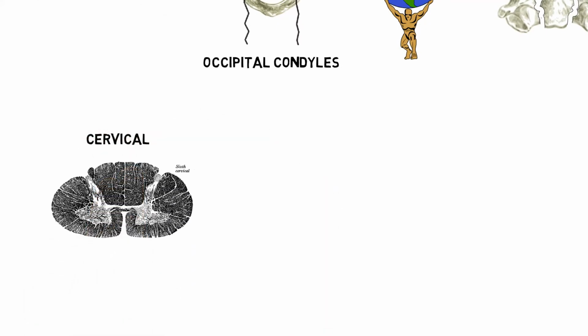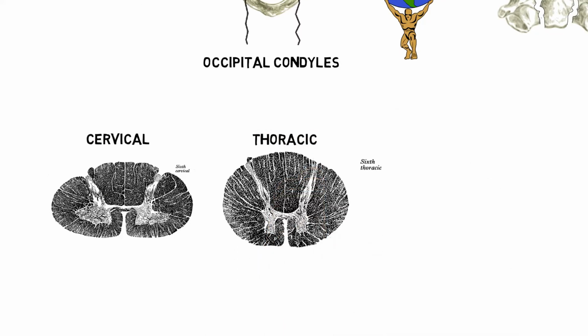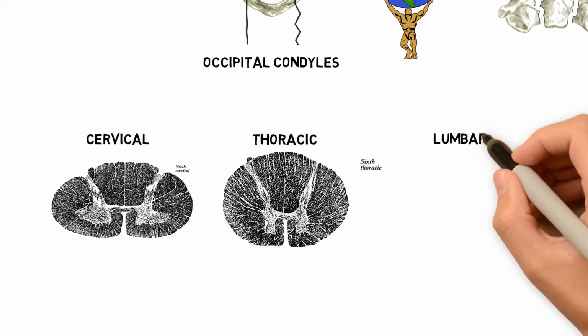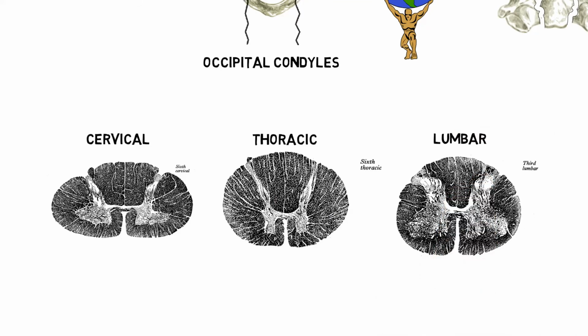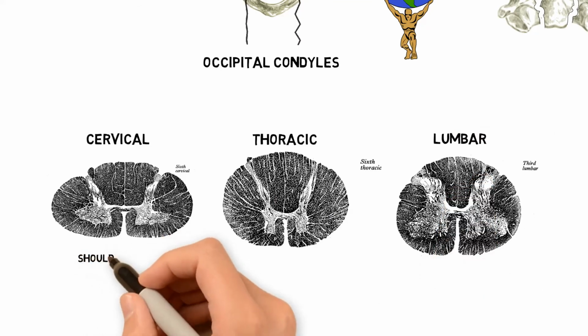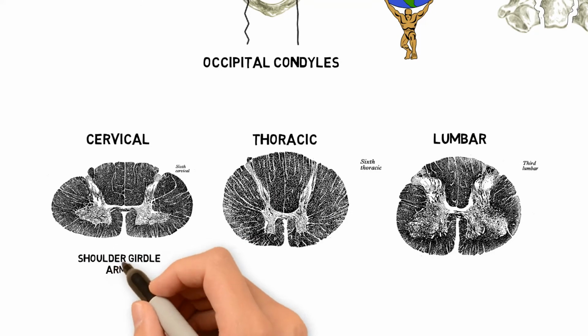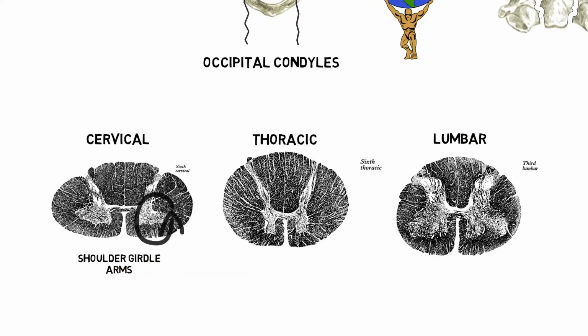The spinal cord itself changes along its length. This depends on the systems that the cord must control at that particular level. The cervical spinal cord looks different from the thoracic that looks different from the lumbar. The cervical spinal cord controls the shoulder girdle and the arms. Therefore, the ventral horn must be larger. The ventral horn has the lower motor neurons that the cortical motor strip connects to.